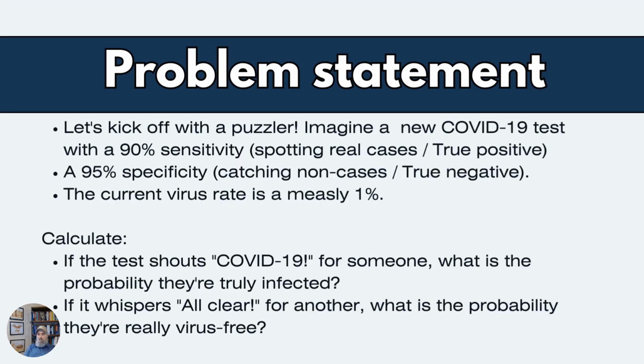Let's start with the problem statement. A new rapid test for COVID-19 has a sensitivity of 90%, meaning it correctly identifies 90% of people who have the virus, and it has a specificity of 95%, which means it correctly identifies 95% of the people who do not have the virus. The current prevalence of COVID-19 in the population is 1%.